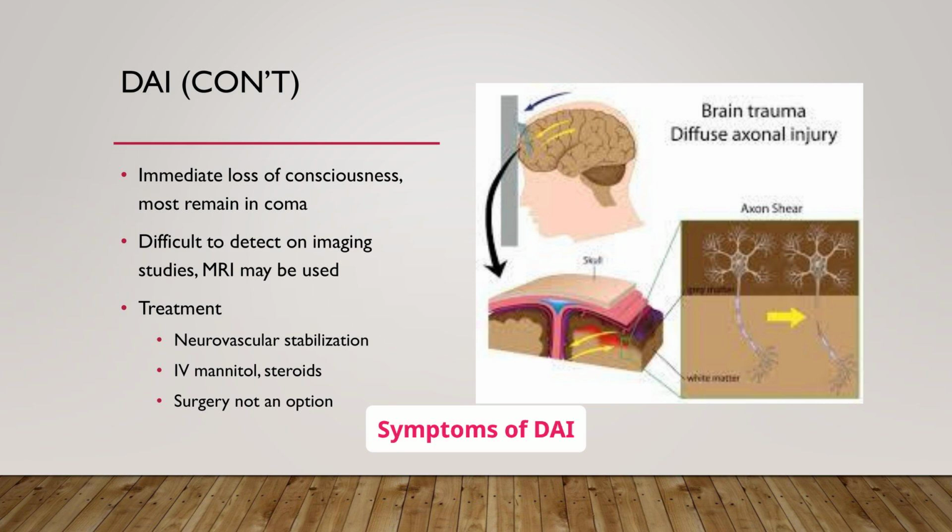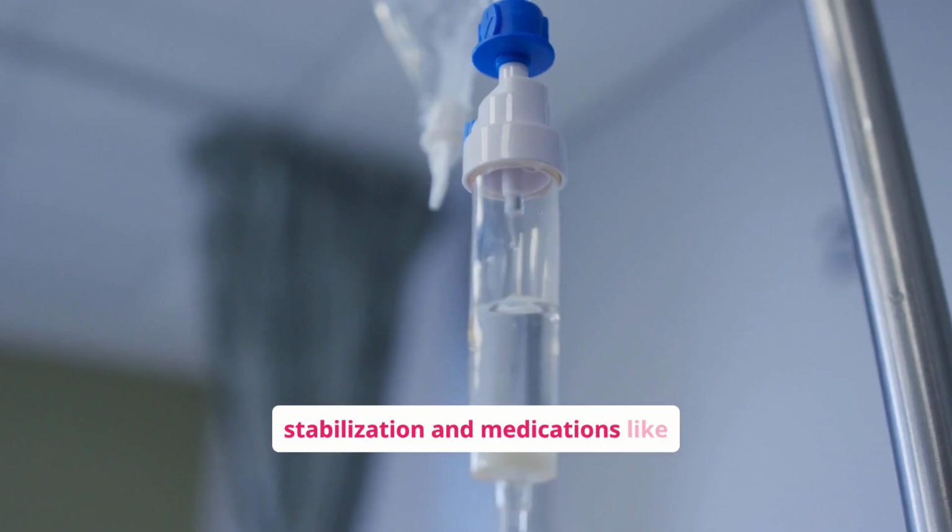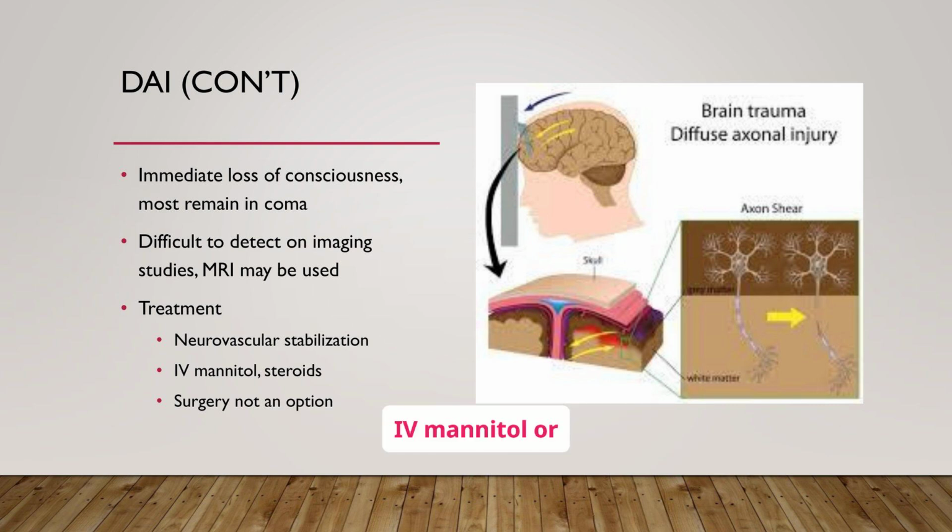Symptoms of DAI include immediate loss of consciousness and difficulty detecting on imaging. Treatment focuses on neurovascular stabilization and medications like IV mannitol or steroids. Surgery is typically not an option.